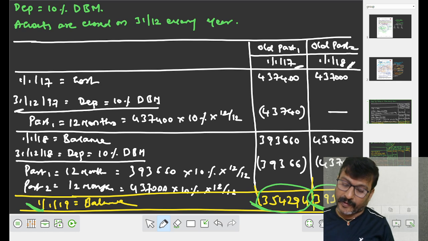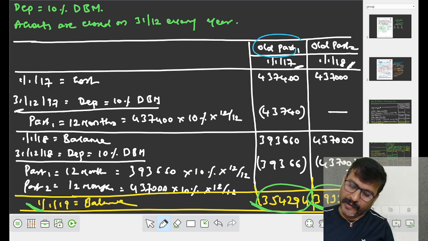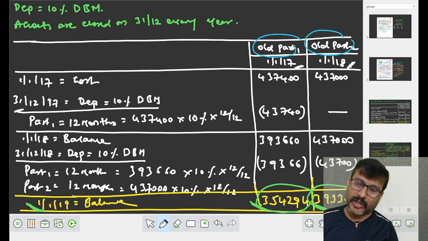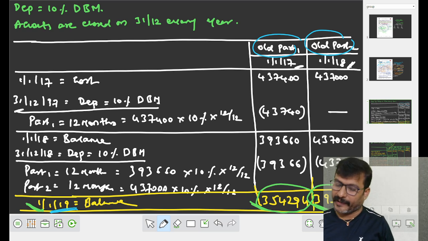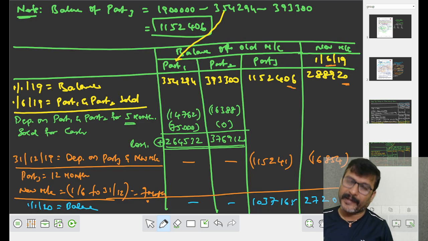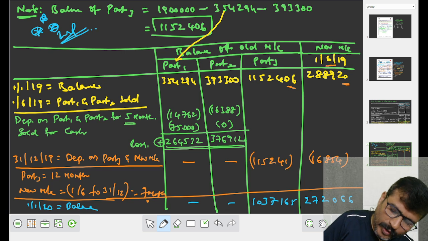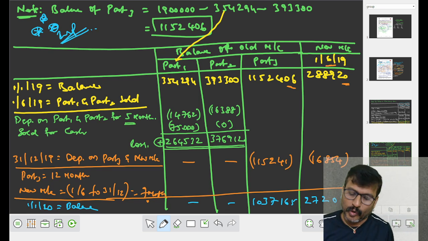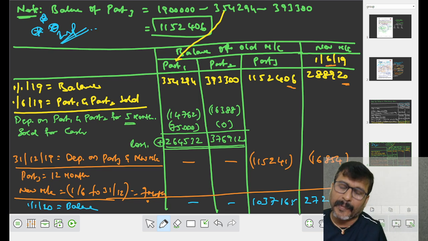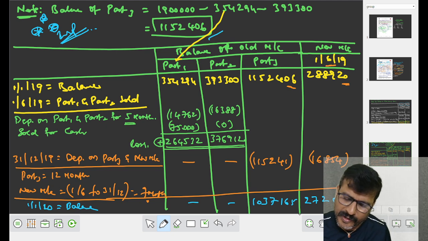See how to prepare the working out. First, take the old part 1, take the old part 2, start with the cost, up to balance arrive January 19. After that, you have to prepare the format like this. This is a very important point that every student should remember. How to work out a balance of part 3: total balance 19 lakhs, subtract the part 1 and part 2 balances, you get a balance.